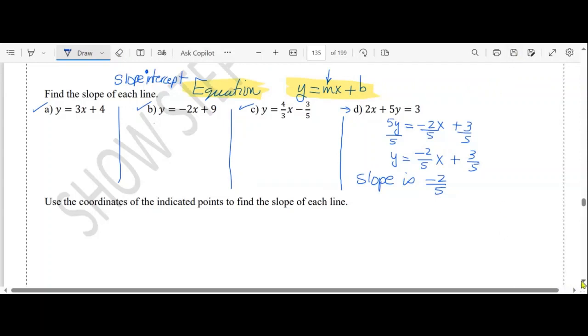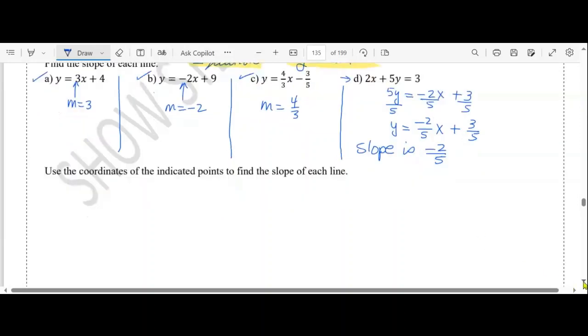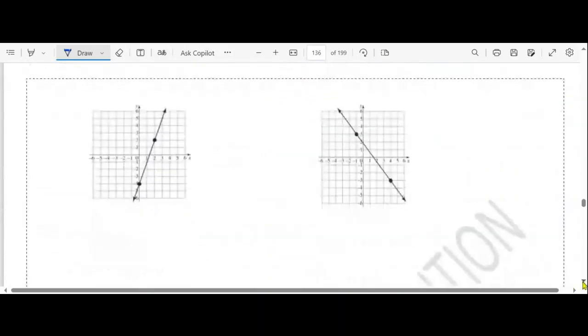Finish? Yes? So here, what's the slope here? 3. What's the slope here? What's the slope here? That's it. That's all you have to do. Okay? Now, let's go to the graph here. It's asking you to find the slope. Please pay attention.